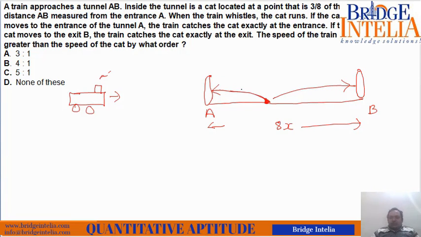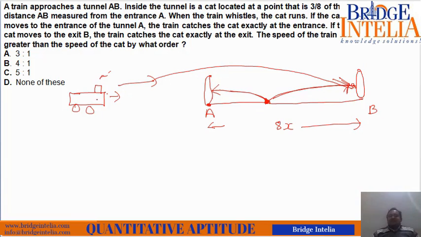If the cat chooses to use this door to come out, that means it is moving towards the same side from which the train is coming, then what happens? Both the train and the cat meet at the door of the tunnel. If the cat chooses the other exit, what does this mean? It means the cat will also be moving in the same direction in which the train is moving. In that case, again coincidentally, both the train and the cat will meet exactly at the exit.